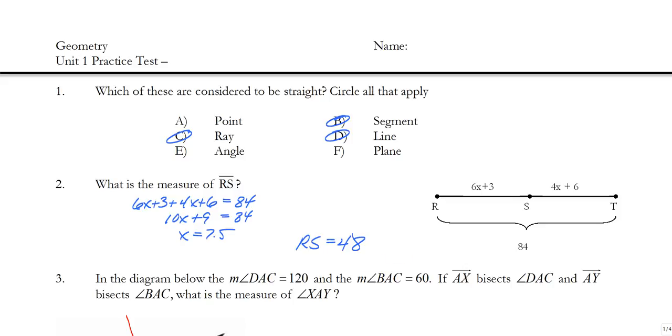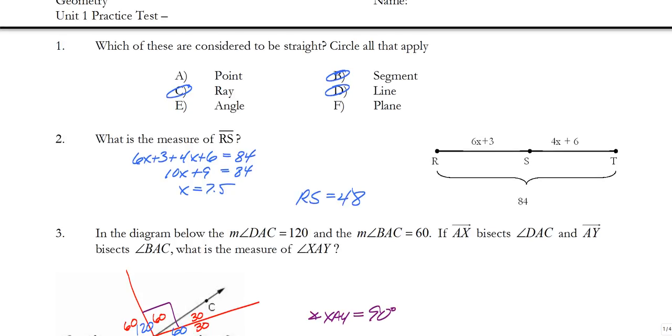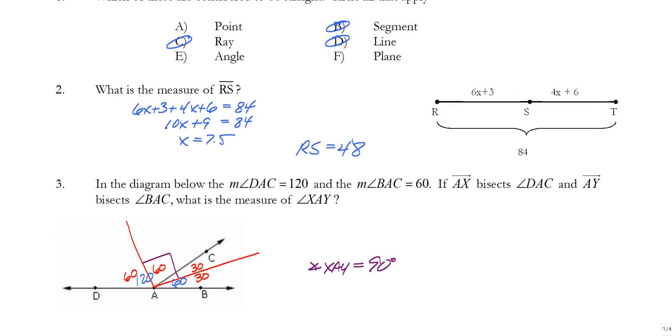Number 2, that's just an example of segment addition. All you had to do there was little piece plus little piece is equal to the big piece. And then if you solve correctly, you would have x is equal to 7.5. And then you just have to plug 7.5 back into RS, which is 6x plus 3. And you would get RS is 48.